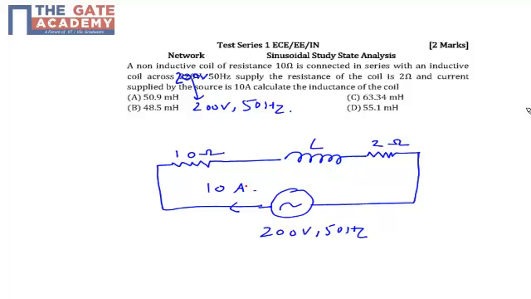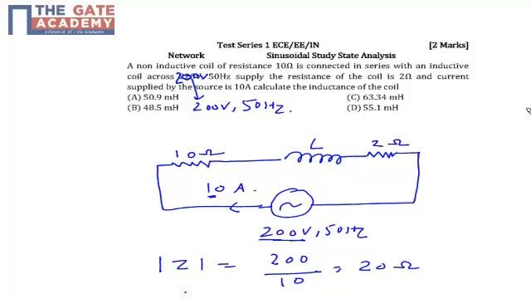In the problem we know our source has a voltage of 200 volt and our source current has a magnitude of 10 ampere. So I can calculate my overall impedance Z, because my impedance Z will be V by I, 200 by 10, which is equal to 20 ohm in this case.